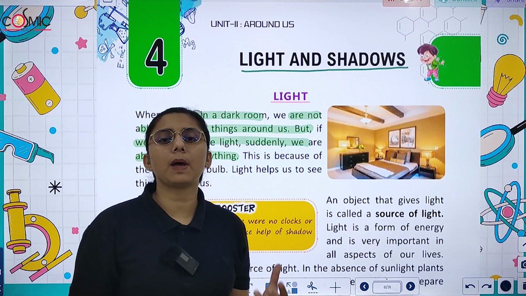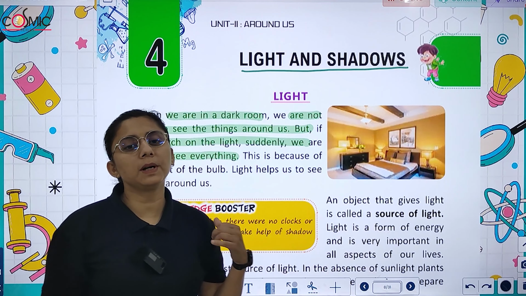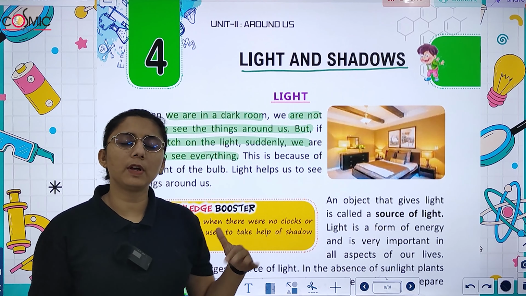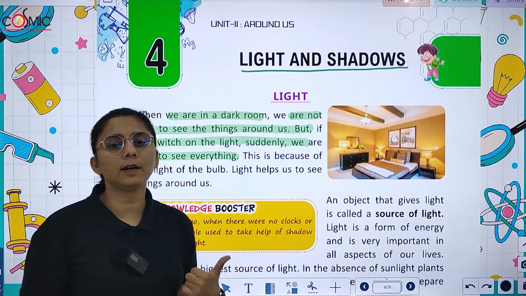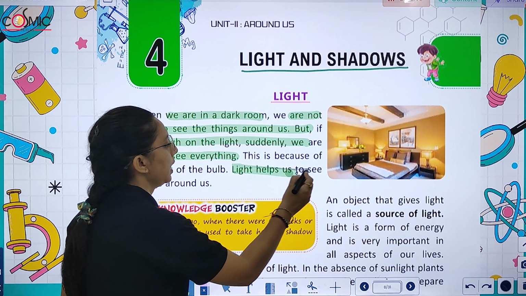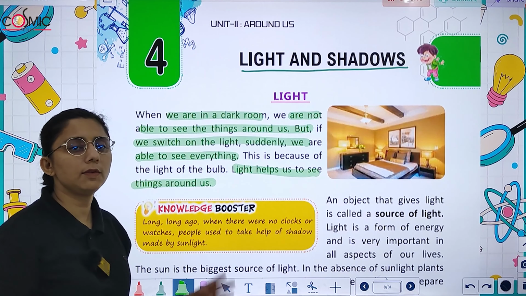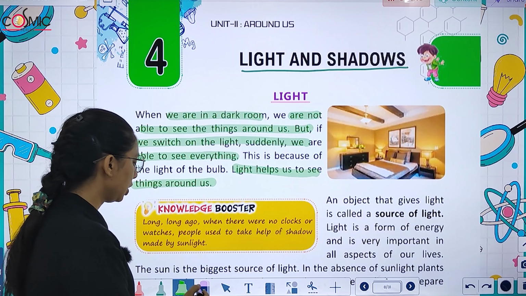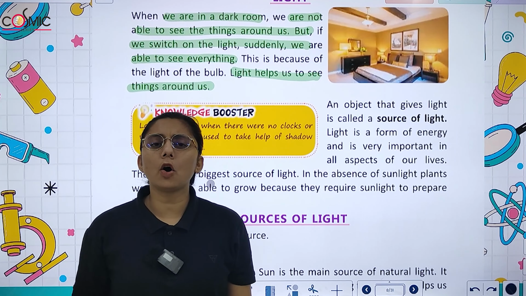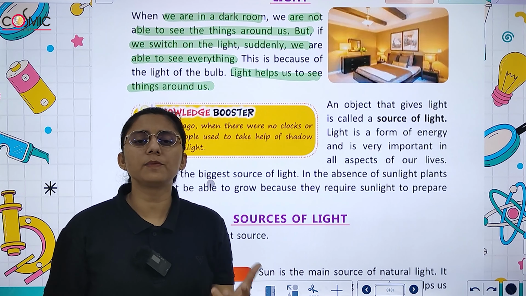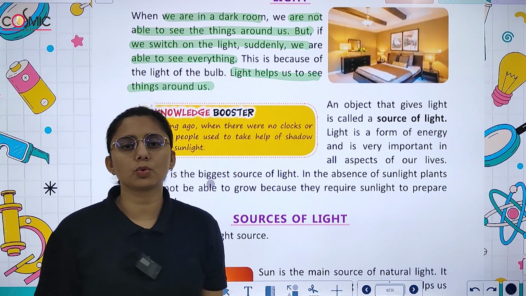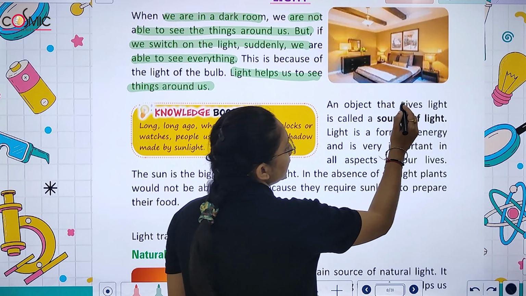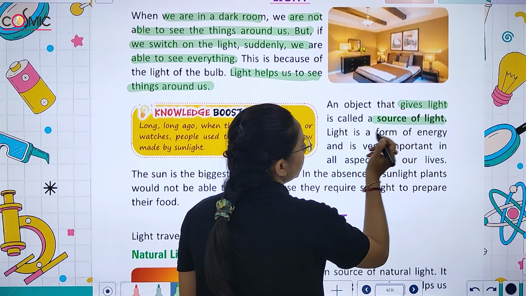Why does this happen? This happens because when you switch on the light, the light helps you to see the things around us. कि वो आपको चीजों को दिखाने में help करती है. That is your light. Now, an object that gives light, वो भी object आपको light दे रहा है, that is the source of light. Objects that give light are called sources of light.